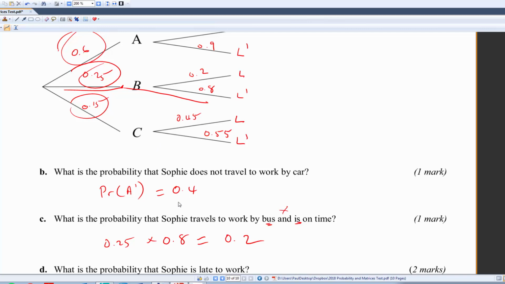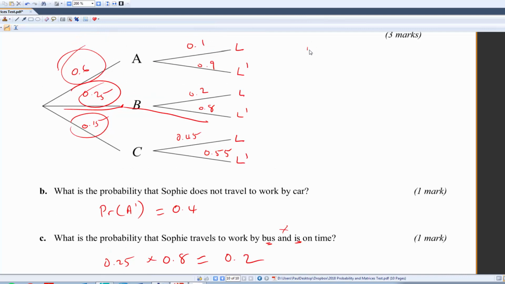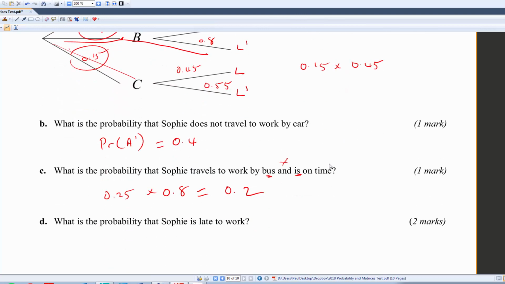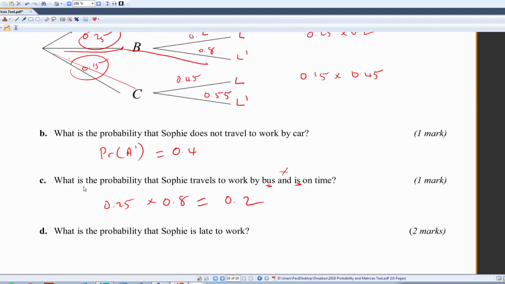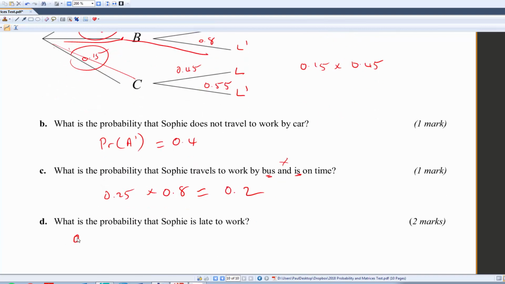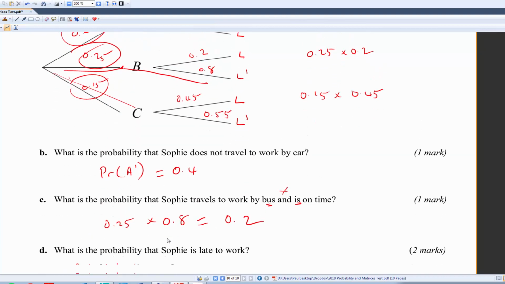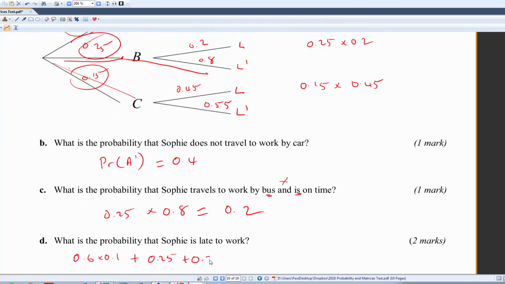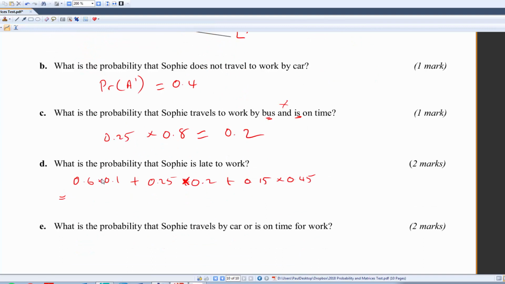Alright, so the probability that she is going to be late to work. We've got three ways of being late. It's this one here, so 0.6 times 0.1. It's this one here, which is 0.25 times 0.1, and the probability of this one here, which is 0.15 times 0.45. So what we're going to do is just write all our working in for this one. It's going to be the first one, 0.6 times 0.1, plus 0.25 times 0.2, plus 0.15 times 0.45.